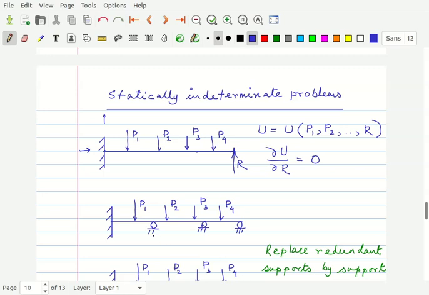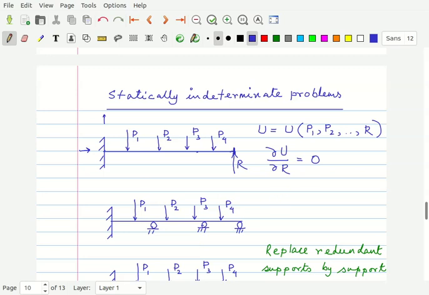Now it does not matter how many unknown support reactions there are, because in this case there is one redundancy, that is the number of unknowns is 1 greater than the number of equations. Here the redundancy is more than 1, because here the number of unknowns are 2 support reactions here plus 3 unknown support reactions here, so it is 5, and there are 2 equations from statics, so the redundancy is 3.